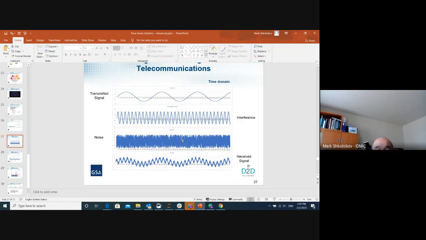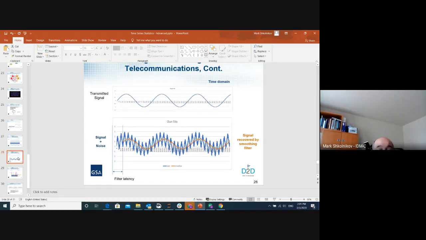But what if the situation is reversed? And here comes Fourier analysis.